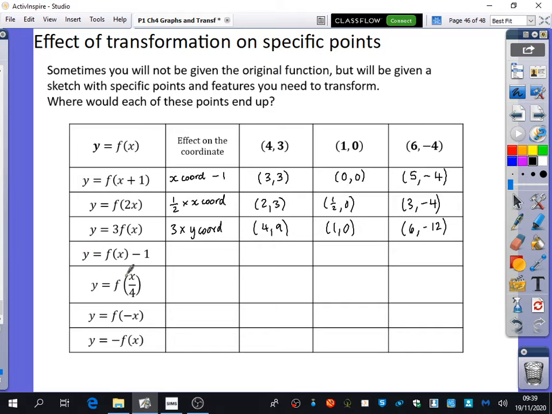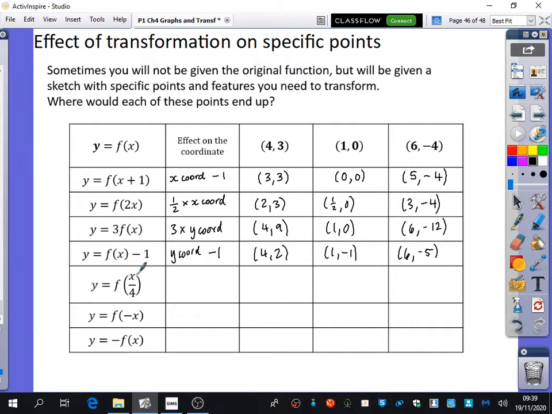What's going to happen in this one? X or y coordinates, and what happens to it? Abdi? So you're going to do the y coordinate, and you're going to minus 1. It's a translation of it going down 1. So you should have 4, 2, 1, minus 1, and 6, minus 5.